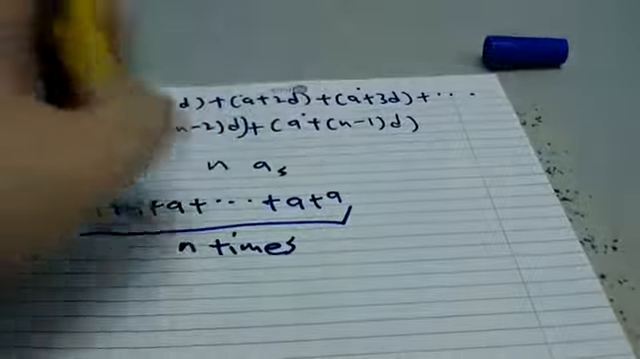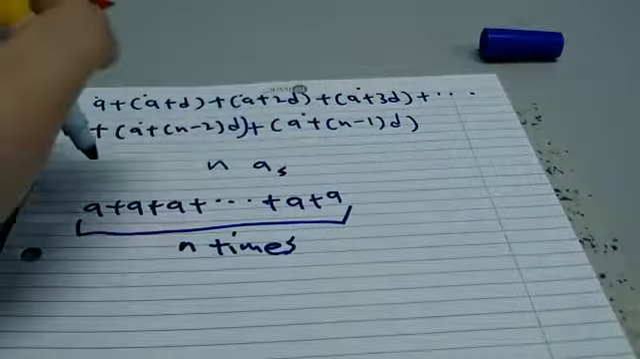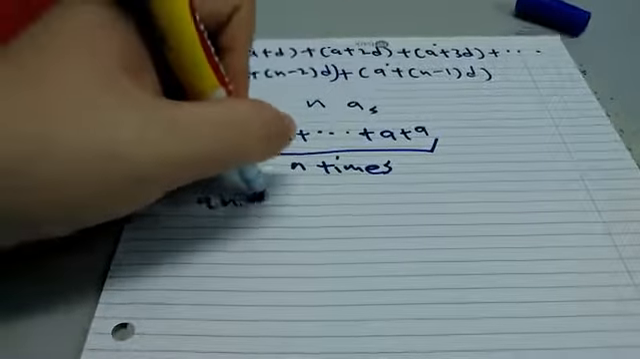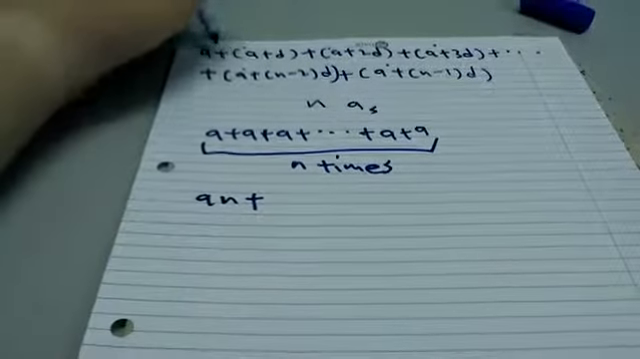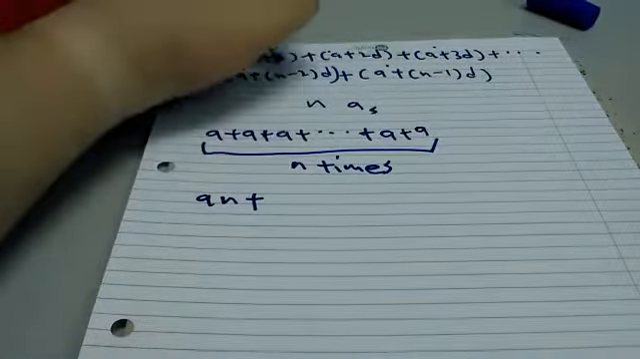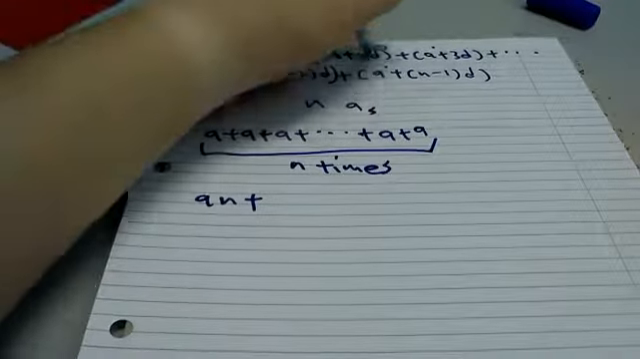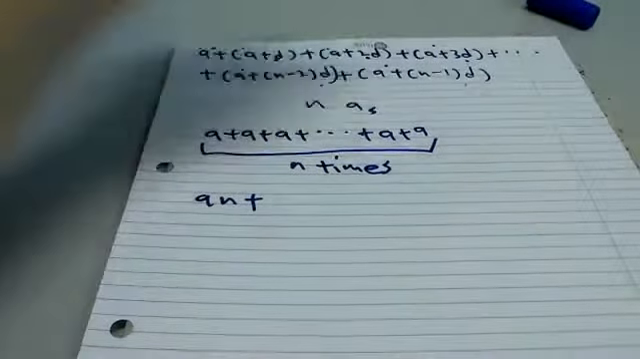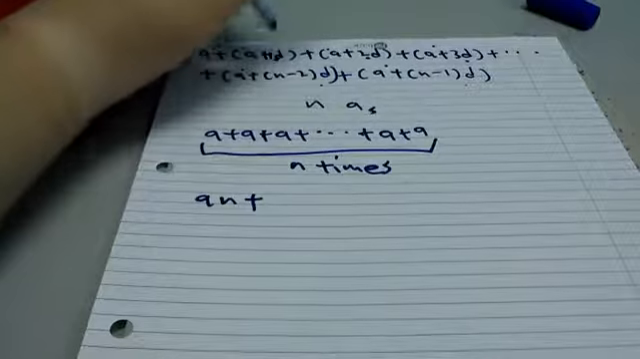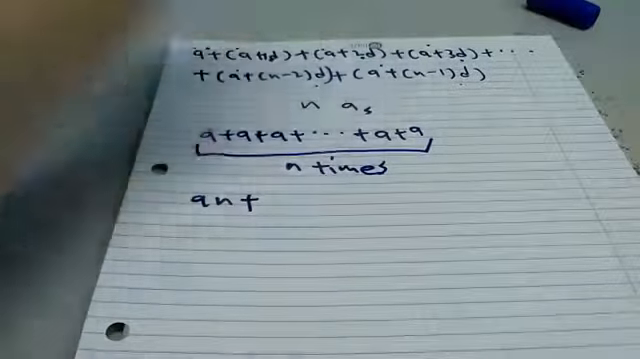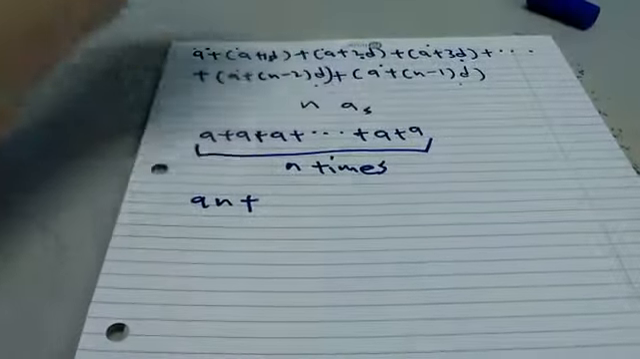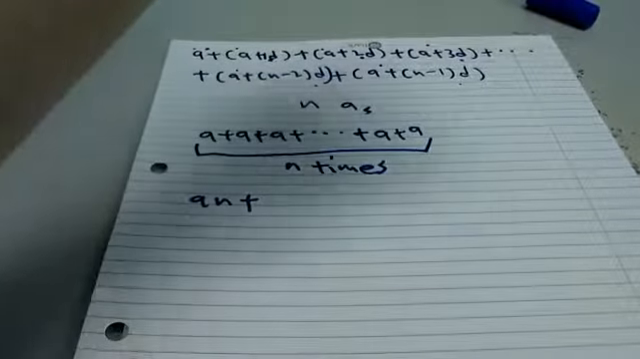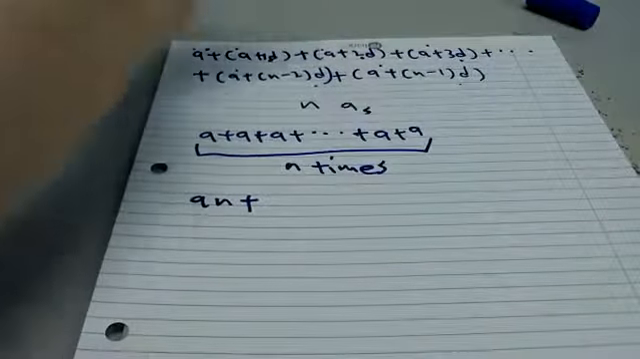So if this thing is going for n times, what can we get? A times n, plus... Now here I don't have d, but I have d here. I have d, d. And this is 1d plus 2d plus 3d until n minus 1. We can simplify this by using the sum notation.